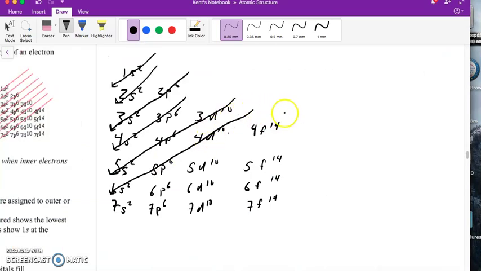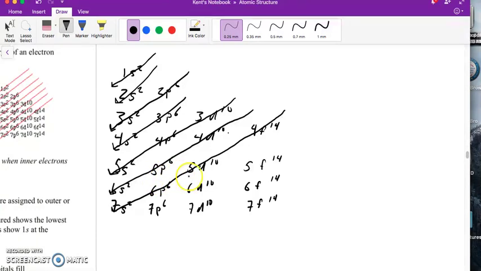Okay, and this has to do with electron-electron repulsion. Okay, so 4f, then 5d, then 6p, then 7s. So I hope you've seen how these things fill based off of this now.